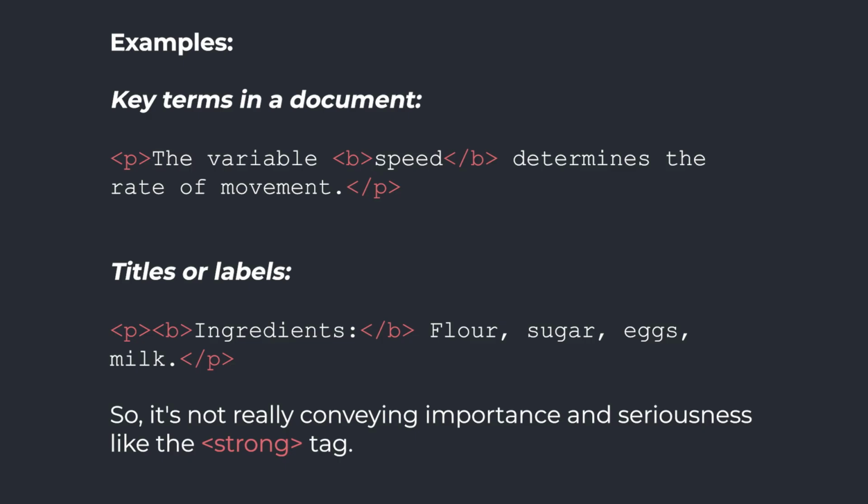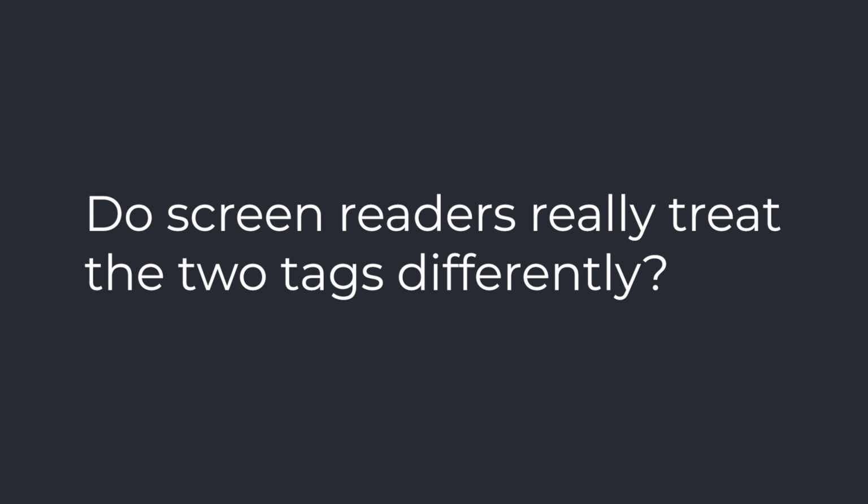We use them for key terms in a document. So in the first example, we have speed in bold, but it's not indicating something of a serious nature or something important. It's just for stylistic purposes. We can use them for titles or labels. So in the second example, we have ingredients in bold, and again, it's not something important, not something serious, it's just for stylistic purposes.